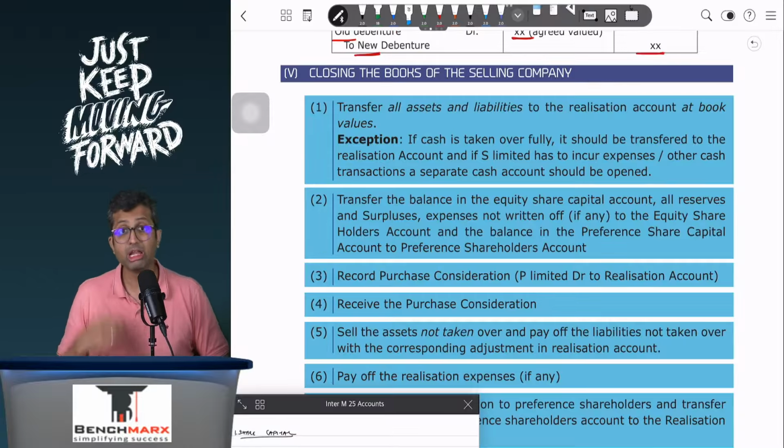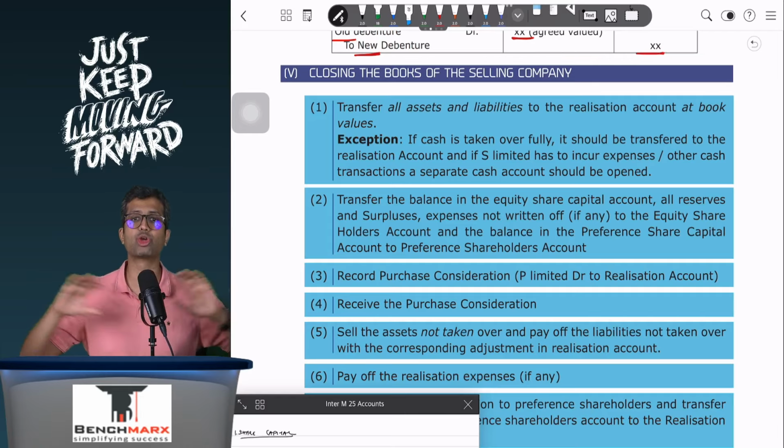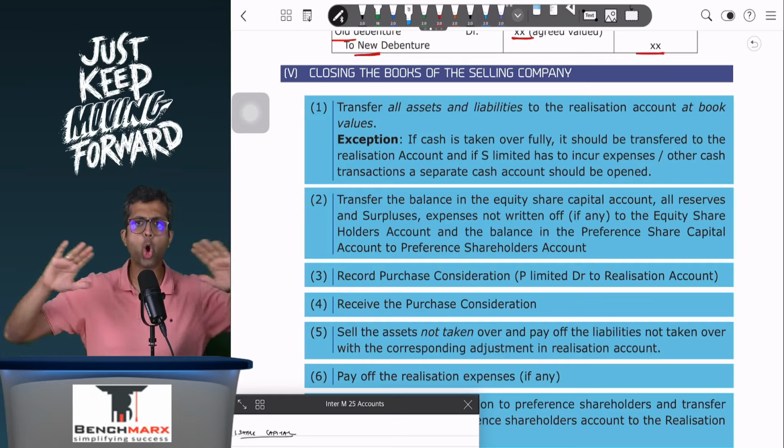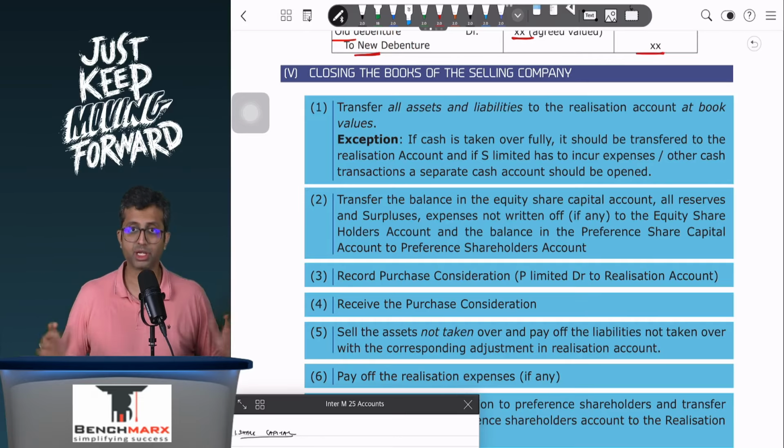Step number 1, transfer all share capital items and reserves. Reserves belong to equity shareholders, so they go to the equity shareholders account, and if there are preference shares, then preference share capital to the preference shareholders account. So this will make your balance sheet a nullity. All your assets, all your liabilities will be transferred. But for all of this, are you going to get something? Yes. You're not going to do a piecemeal dissolution. Instead, you are going to get purchase consideration from the purchasing company.